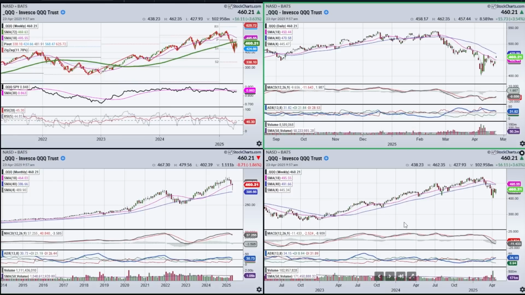So I think we've got a little bit more time here before we have ourselves a situation where we can feel confident. Now, that doesn't mean you can't trade. There's definitely trading opportunities that are going to be out there, but you're going to have to be pretty nimble, I think, in the short term.